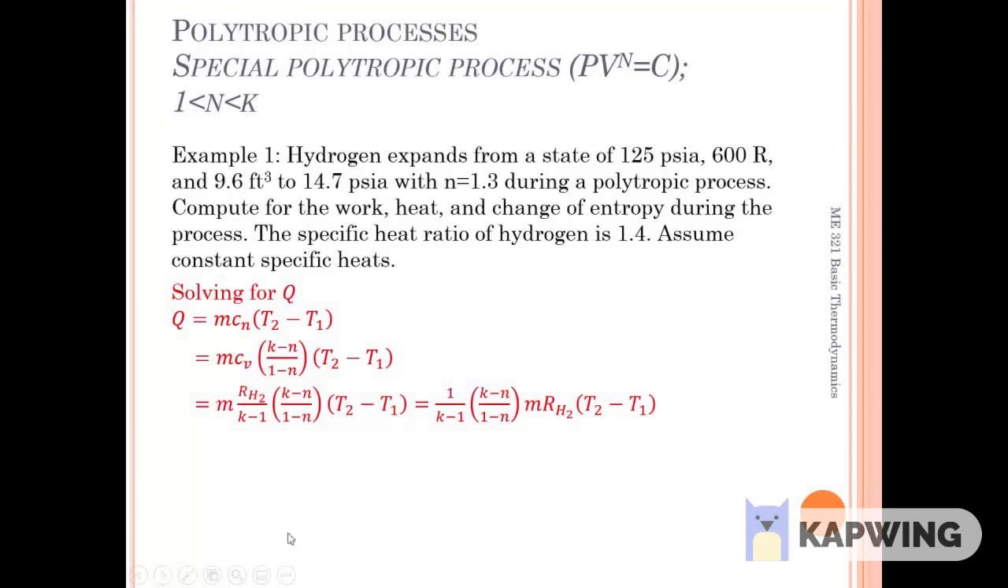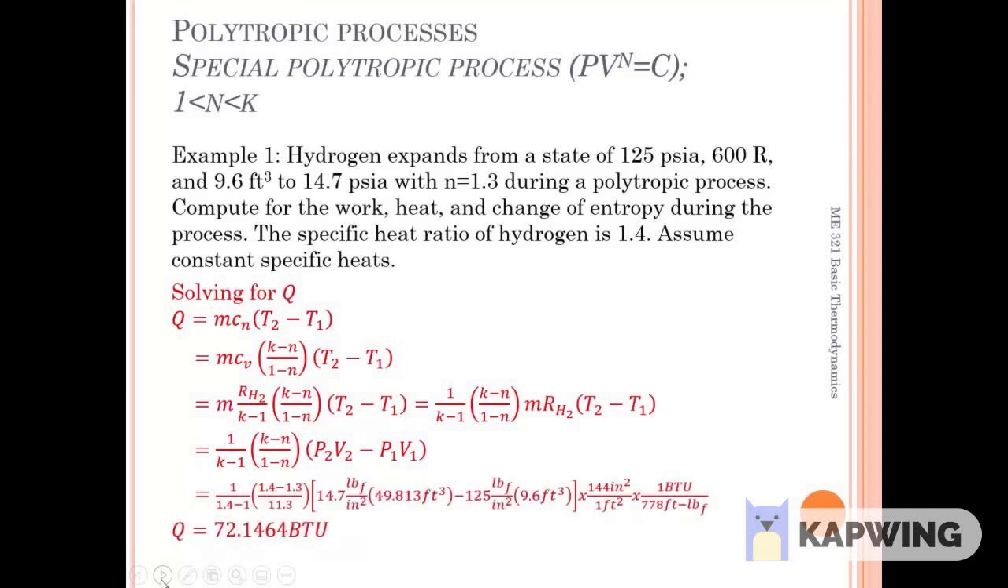We know that we can replace this part of the formula by P2V2 minus P1V1 based on the equation of state of ideal gas. Now, if you will look at the formula that we have just derived, the values of all quantities at the right side of the equation are already known to us. So by substituting all the known values in the right side of the equation, we will now be able to find the value of Q to be equal to 72.1 BTU.